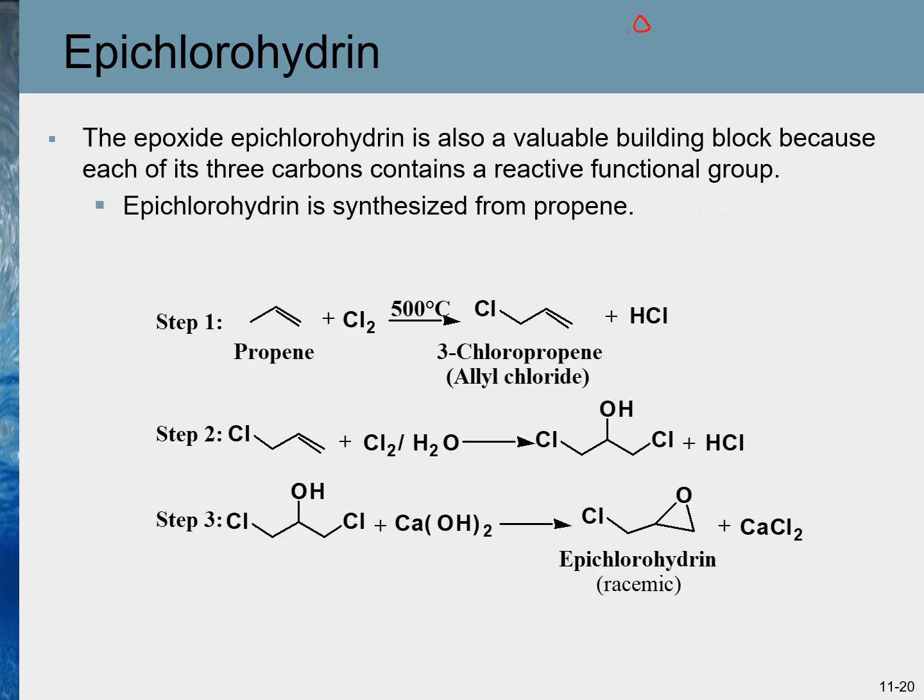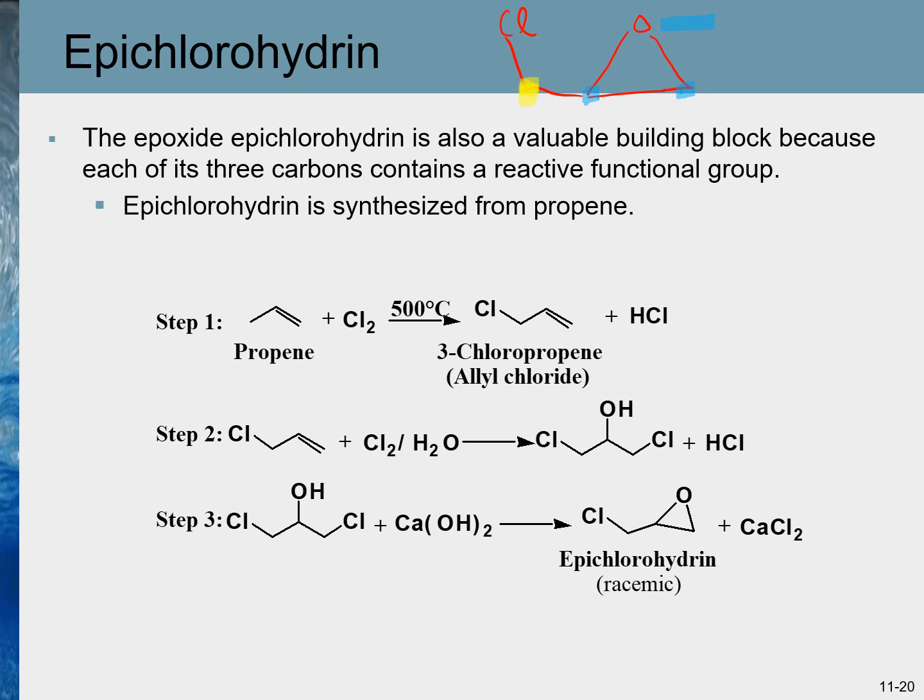Epichlorohydrin is a chloro-substituted epoxide which contains one additional carbon atom, and that additional carbon atom is connected to a chloro group. Epichlorohydrin is a valuable building block because each of its three carbons contains a reactive functional group. For example, the carbon atom highlighted by yellow contains the chloro functional group, and carbon atoms highlighted by blue contain this oxygen functional group.